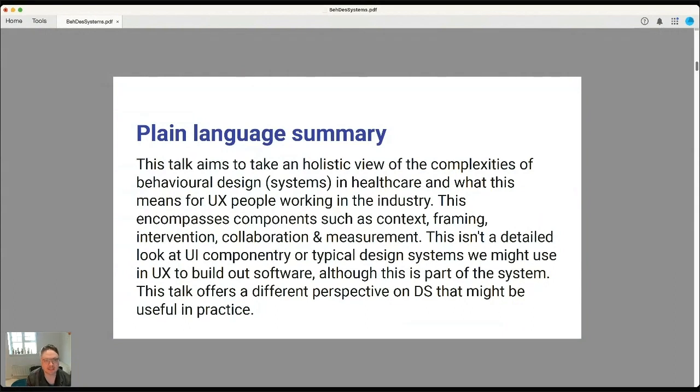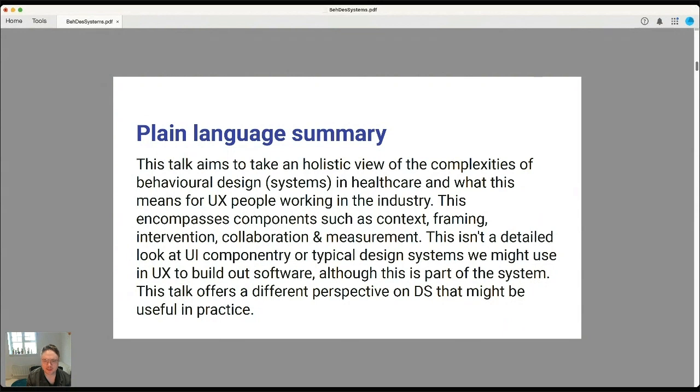Okay, and just because I am an academic as well as working in commerce, plain language summary. What does this talk about today? Well, it's aiming to take a holistic view of the complexities of behavioral design systems, and I will clarify what I mean by behavioral design systems later in our discussion, and what this basically means for UX people in practice. So, how can we merge a lot of the complexities that go on in health psychology, applied behavioral science, and our UX practice? I'm going to be using the analogy of design systems to really bring this idea of components across. And the components that we'll look at are context, framing, intervention, collaboration, and measurement.